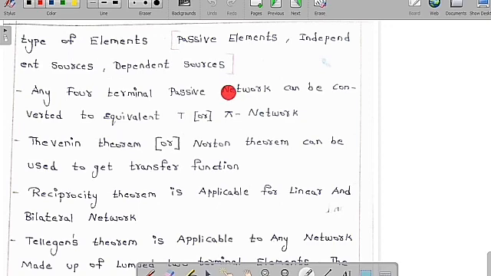The superposition theorem is valid only if the network consists only of linear elements. Any four-terminal passive network can be converted to an equivalent T or pi network. So you can do the conversion from star to delta or delta to star.